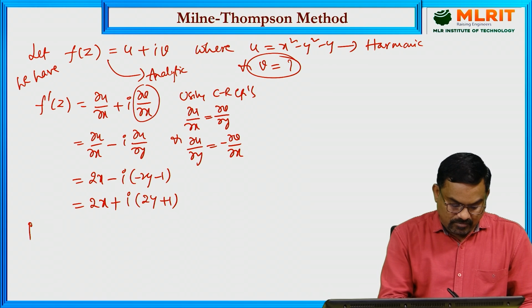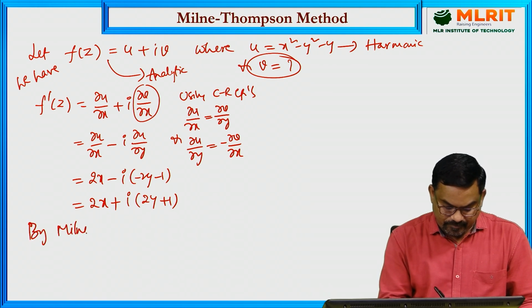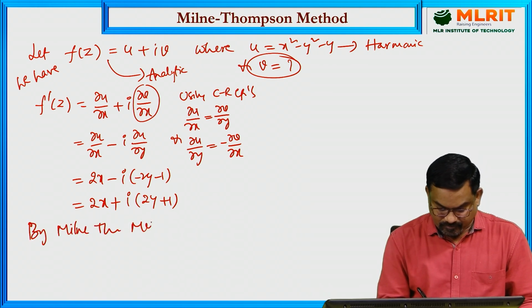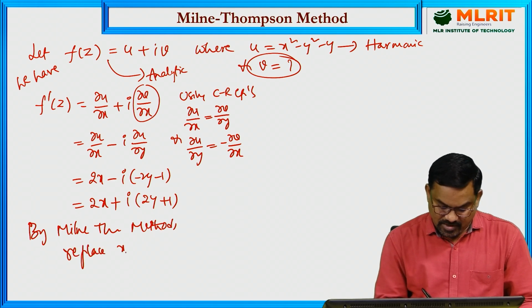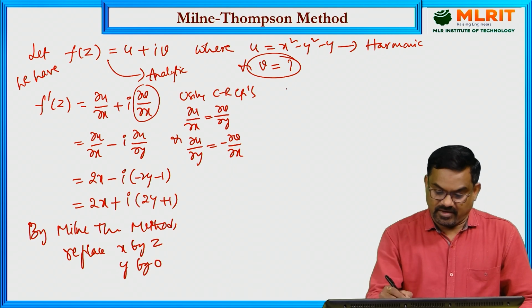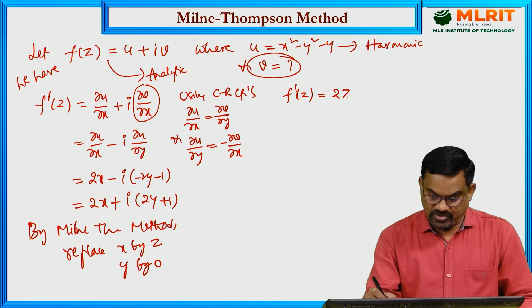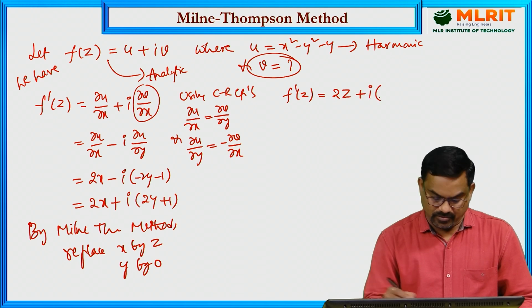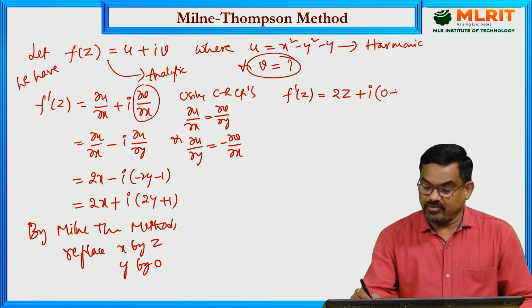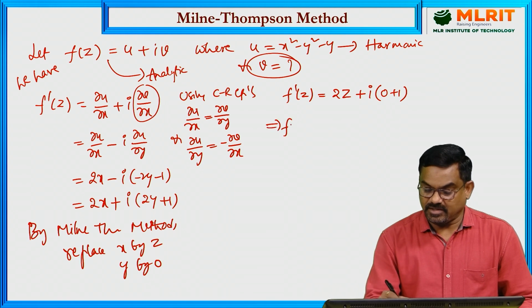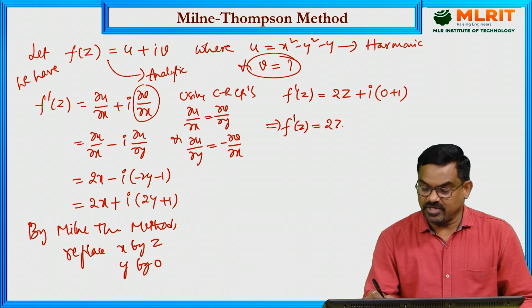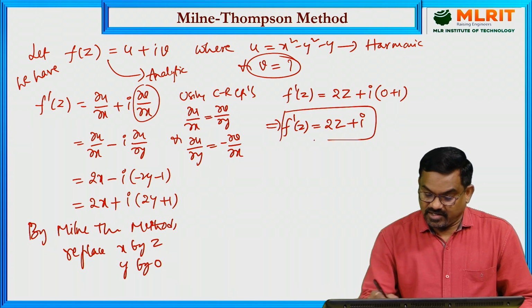Now, by Milne-Thomson method, replace x by z and y by 0. Then what we get? F dash z equal to 2z plus i into 0 plus 1. So that implies f dash z is 2z plus i. This is the analytic function.